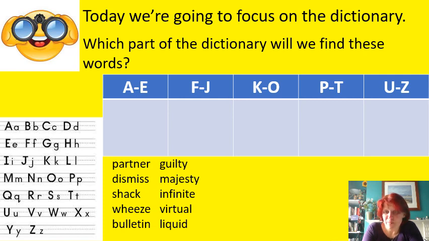So for example, if I'm looking for a word beginning with M, I'm not going to start at the front of the dictionary. That's where A, B and C are. Okay, I'm not going to look at the back of the dictionary. That's where X, Y and Z are. I'm going to think about my alphabet, and I know M, you can see it on the left there, M is somewhere in the middle of the alphabet. So my M word is going to be somewhere in the middle of the dictionary.